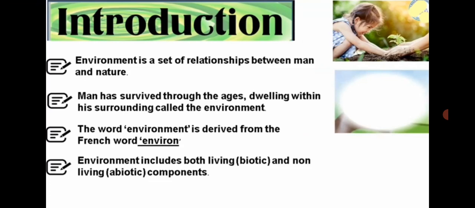Introduction. Environment is a set of relationships between man and nature. Already I told you, environment means anything that surrounds us. Man has survived through the ages dwelling within a surrounding called the environment. This word environment is derived from the French word environ, meaning encircled or surrounded. Environment includes both living and non-living components.